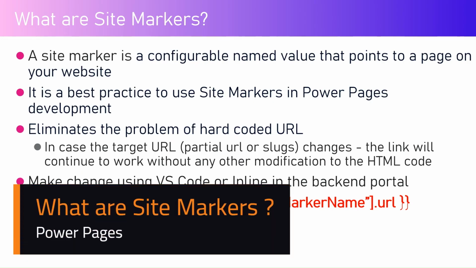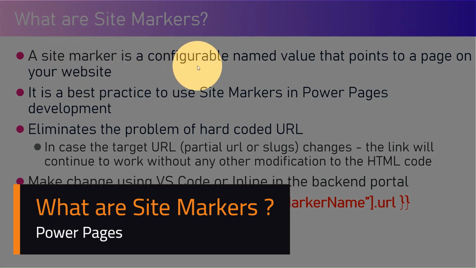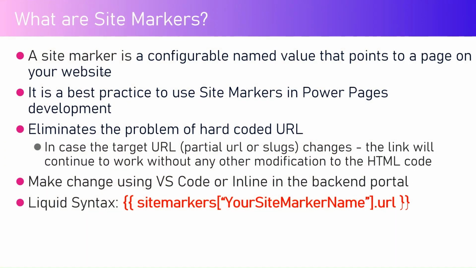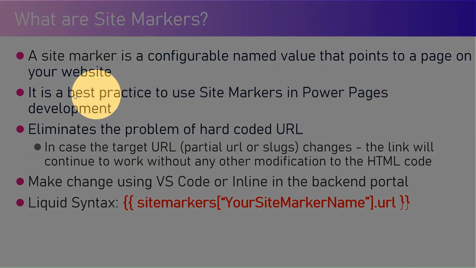In this video, I'm going to talk about site markers in Power Pages. So, what are site markers? A site marker is a configurable named value that points to a page on your website. So, I can call it a reference to your website page. It's a best practice to use site markers in Power Pages development.